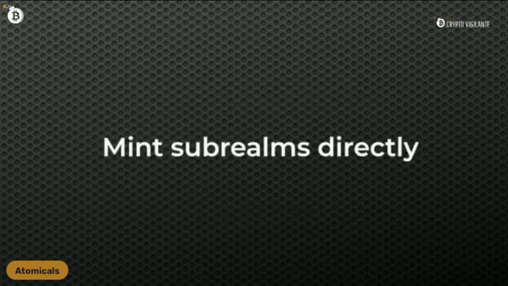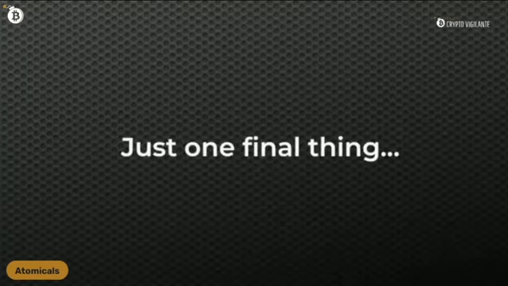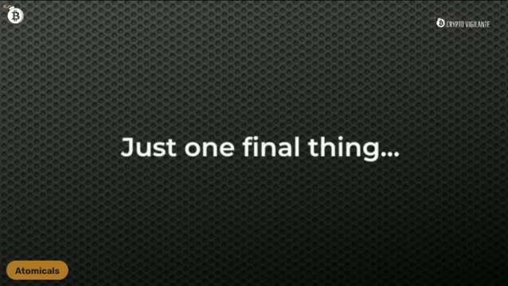We can mint subrealms directly. So the owner of a realm or subrealm can just use the mint subrealm command. So in this case, alpha.world, and in this case, we're saying the owner is, you can specify your local wallet. In this case, it's redundant, but I've demonstrated we can spend from different wallets. So here we're gonna mint the alpha.world subrealm, and the usual process applies. And when it's all done, the Atomical NFT subrealm is put into the user's wallet.